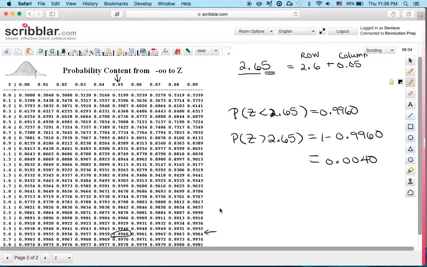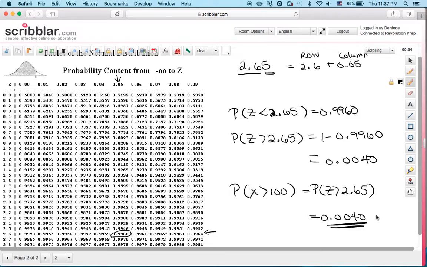So that is equal to 0.0040. Now we put that all back into what we were talking about. The probability of x greater than 100, remember, that's what we were trying to find, is equal to the probability that z is greater than 2.65, which is equal to 0.0040. And this is our final answer.